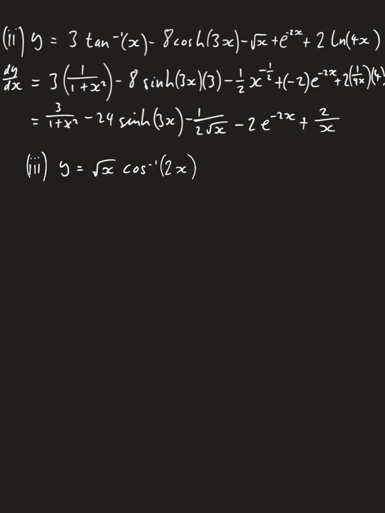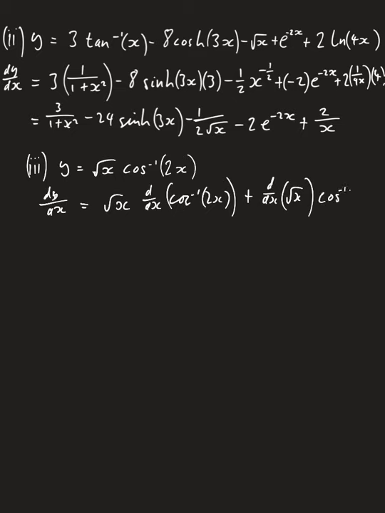Y is equal to root x times inverse cosine of 2x. So first step here is going to be a product rule. So by the product rule, dy dx is the square root of x times the derivative with respect to x of inverse cosine of 2x plus the derivative with respect to x of the square root of x times inverse cosine of 2x. So that's the product rule. It's the first one times the derivative of the second one plus the derivative of the first one times the second one.